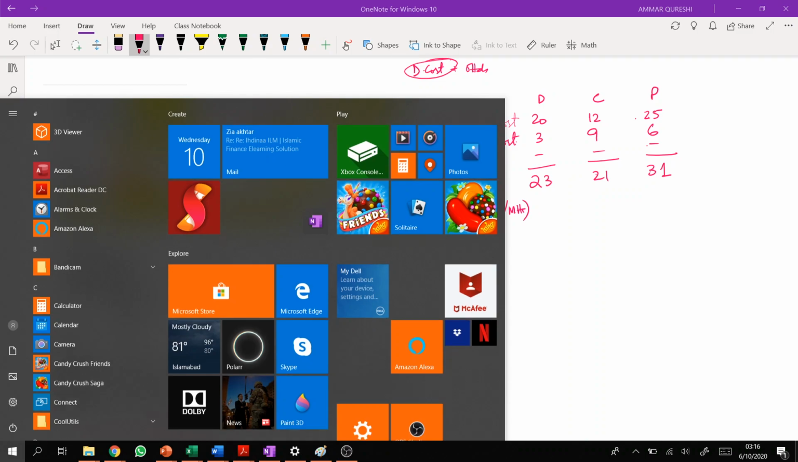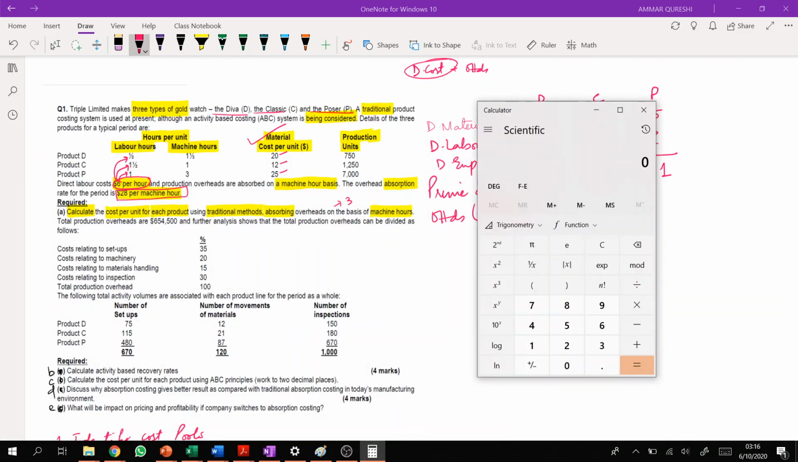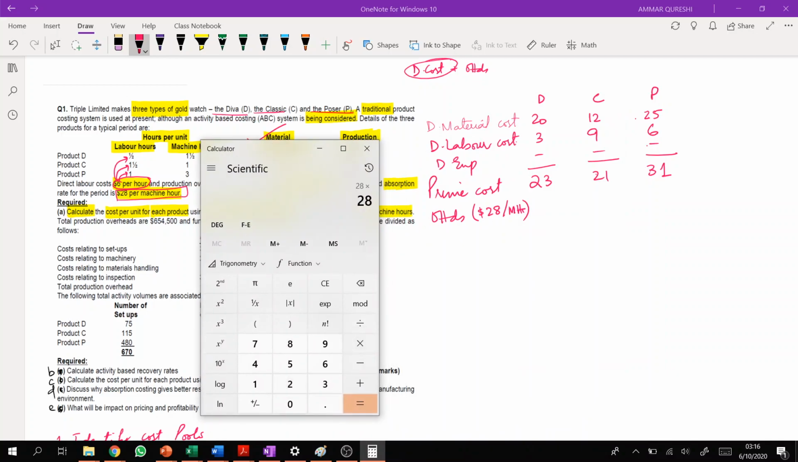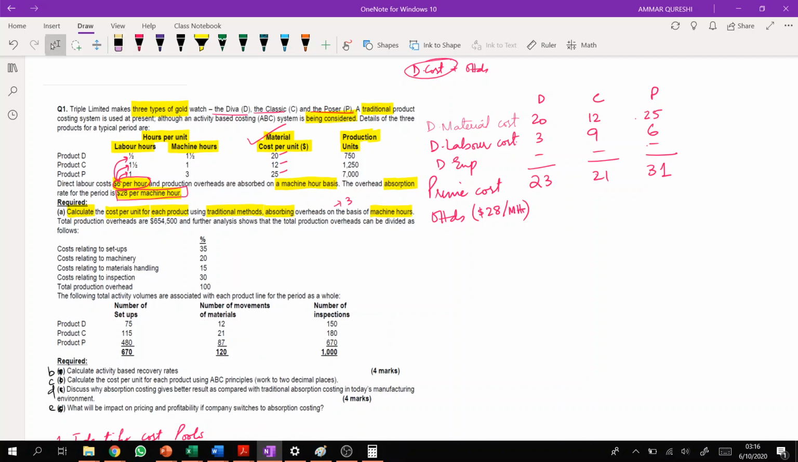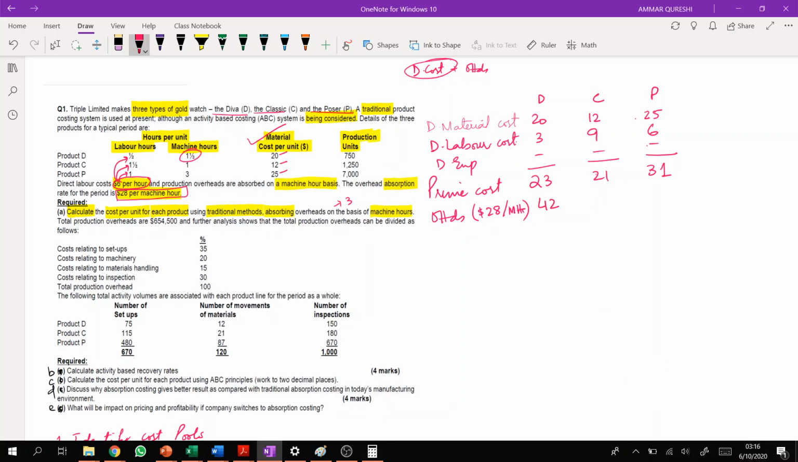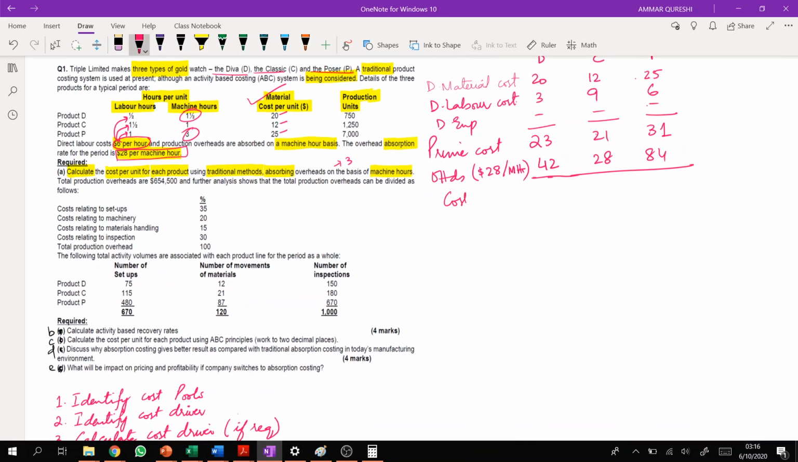So let me try to open the calculator. It's very easy if you're doing it on Excel. 28 times how many machine hours? 1.5. 28 times 1.5 makes 42. Then 28, and then 28 times 3 is 84, right? So this will give you cost per unit by using the traditional method, right?